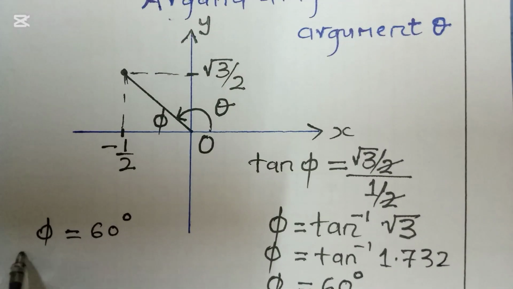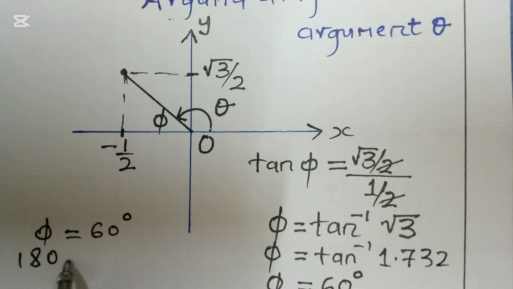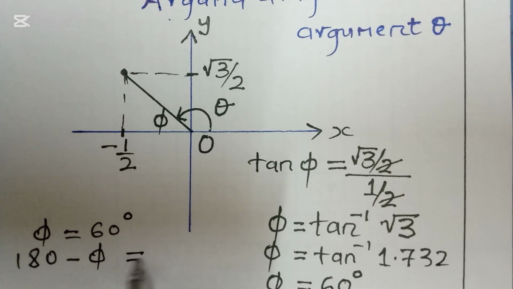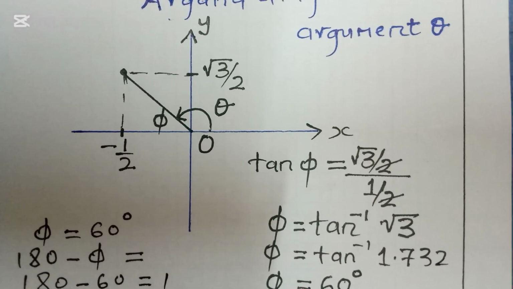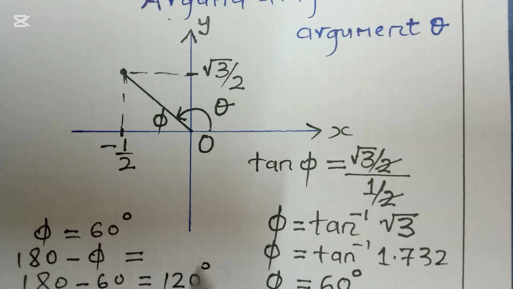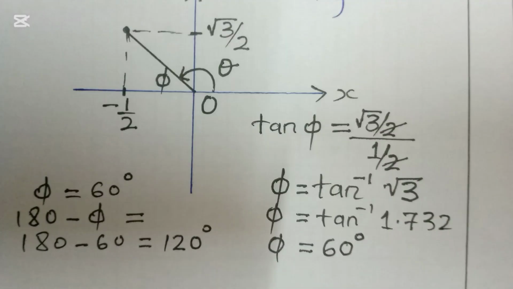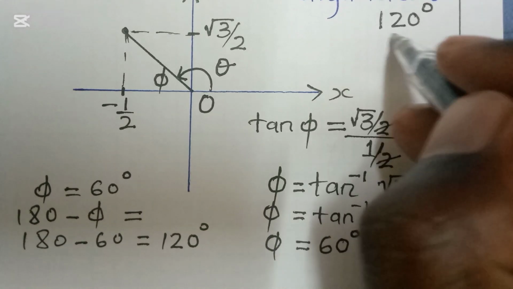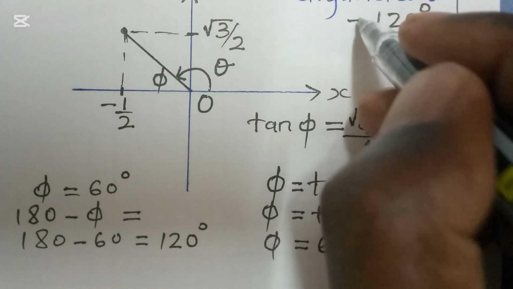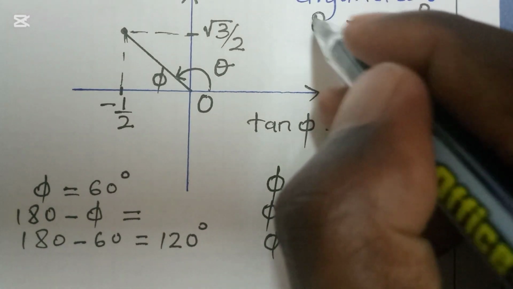So we shall have 180 minus 60, which is equal to 120 degrees. And so guys, we have theta as 120 degrees. That's our argument.